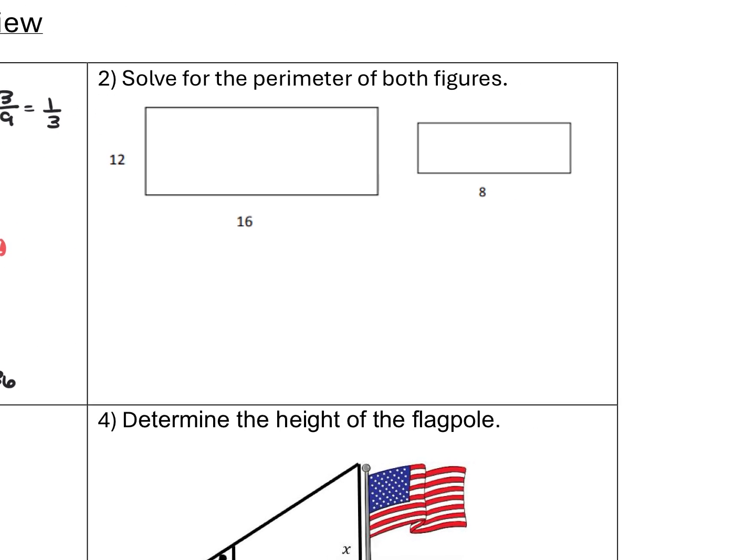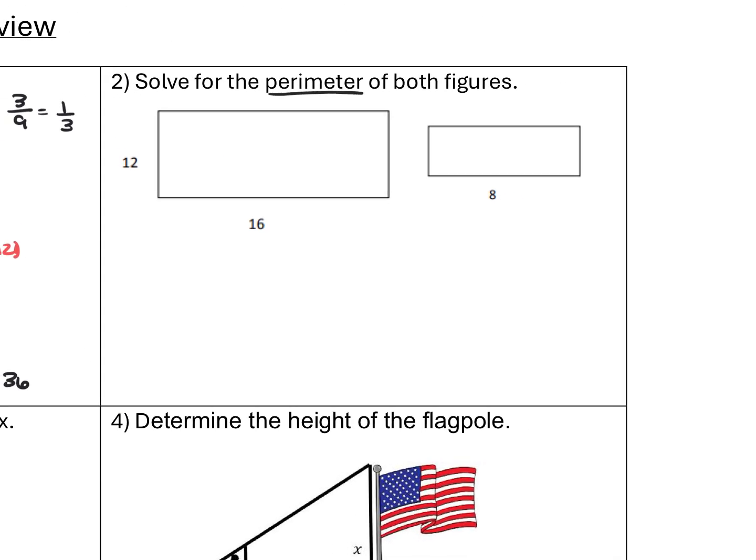All right, second one here. Again, we're solving for the perimeter. Well, since this is a rectangle, I know that my opposite sides of my rectangle are the same. So the perimeter, I'm going to call this A, I'm going to call this B. The perimeter of A is 12 plus 12 plus 16 plus 16. And that equals 16 plus 16 plus 12 plus 12 gives me 56.